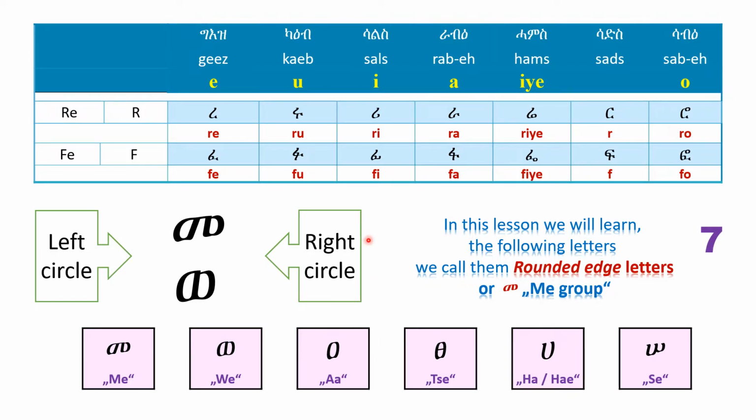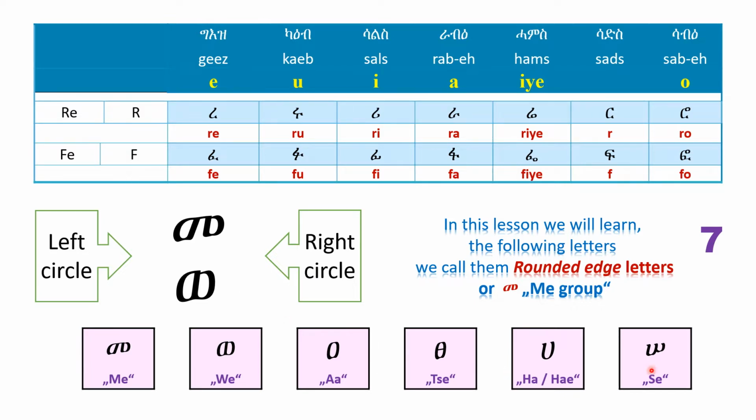In lessons 7 and 8, we will learn the rounded edge letters. This group consists of 6 letters. First, in this lesson 7, we will learn 2 letters, Me and We. In lesson 8, we will work out the remaining 4 letters.